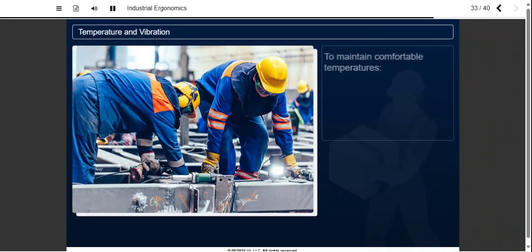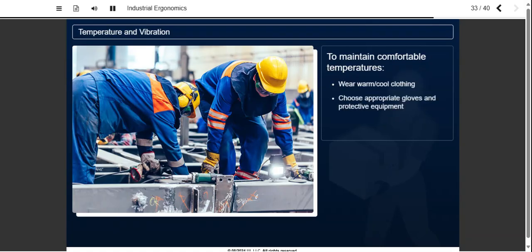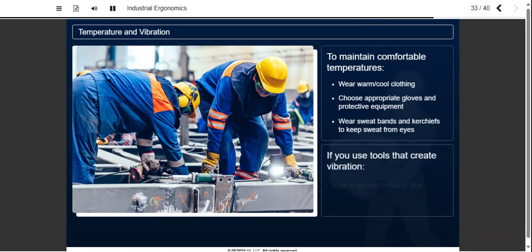To maintain comfortable temperatures, wear warm or cool clothing for comfort and to keep muscles at a warm but not hot temperature. Choose appropriate gloves and protective equipment that protect your hands, arms, and body from hot or cold surfaces. Gloves can also provide traction to reduce the effort you need to hold on to tools and materials that have become slick. Speaking of sweat, consider wearing sweatbands and kerchiefs to absorb sweat before it gets in your eyes or drops onto surfaces. If you use tools that create vibration, work in shorter bursts of time instead of using the equipment for prolonged periods. Wear appropriate gloves that absorb vibration to protect your hands and fingers.